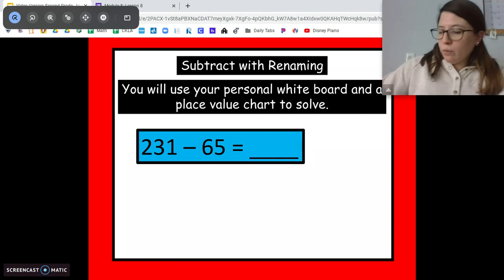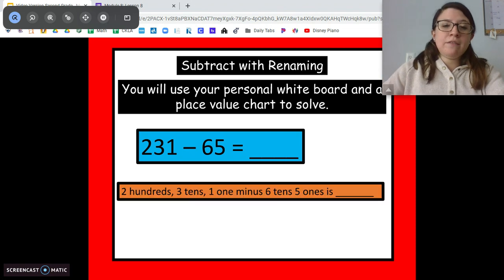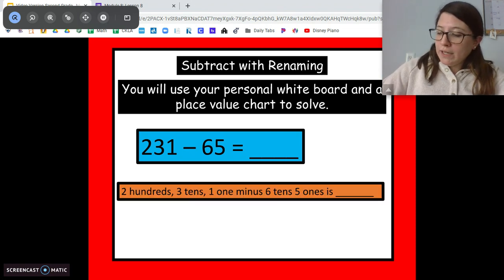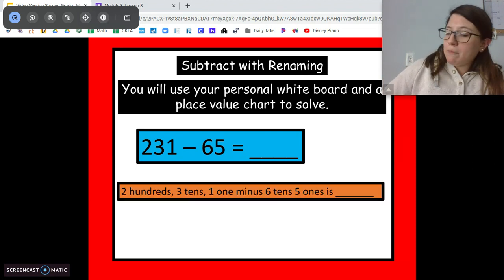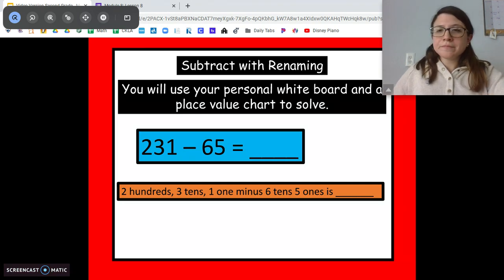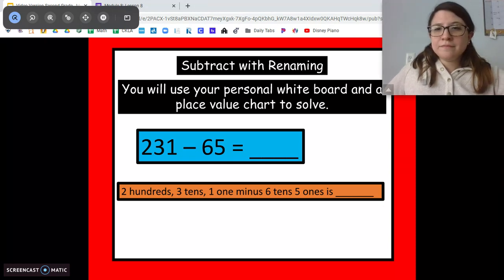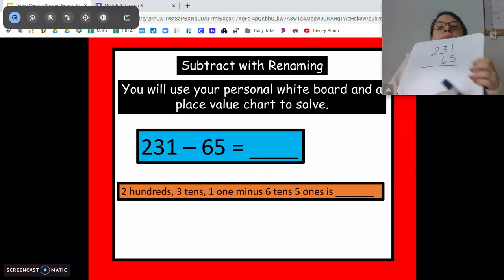Again, solve it in the way that works best for you. 231 minus 65. 2 hundreds, 3 tens, 11, minus 6 tens, 5 ones. All right, let's try it.